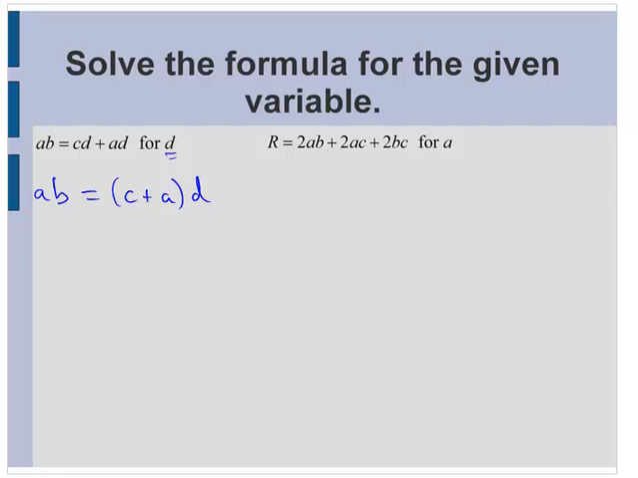So notice how I've written the C plus A in quantity and it's being multiplied by D. And if you check, this is accurate. Because if I use the distributive property and multiply that D back in, I'd have C times D and A times D. So now the D is being multiplied by this number C plus A. So I'll divide by that number C plus A. So then A times B over C plus A would equal D. And again, if you want to turn it around, D equals AB over C plus A.